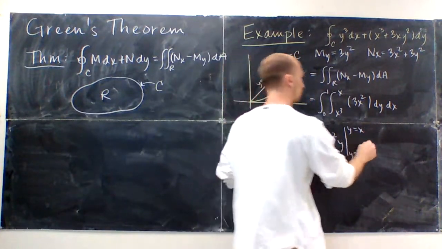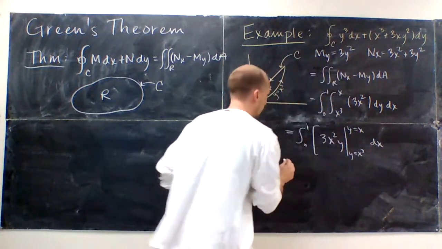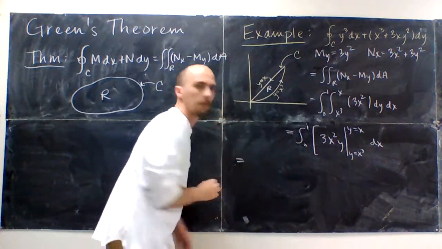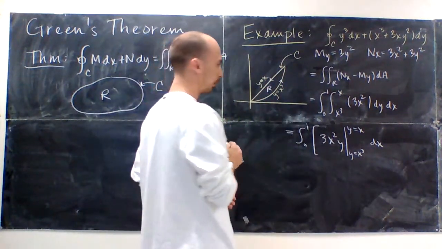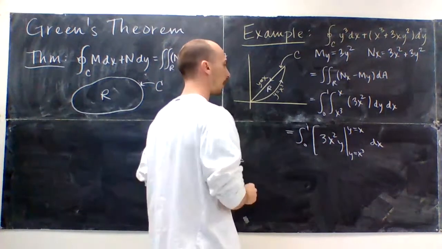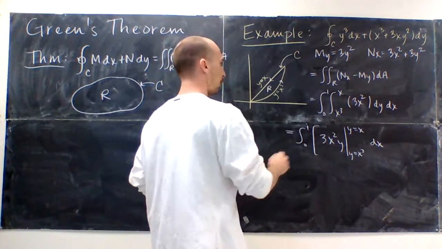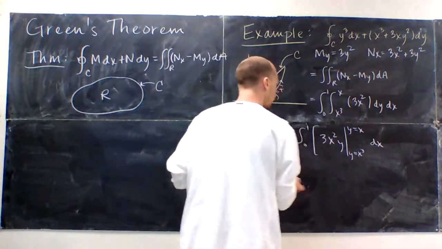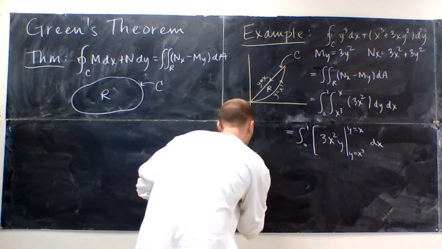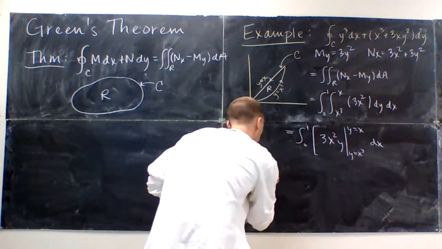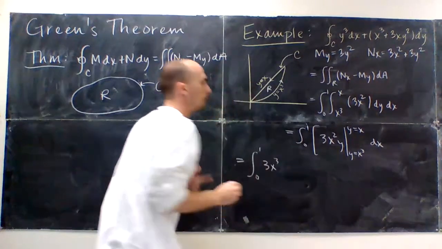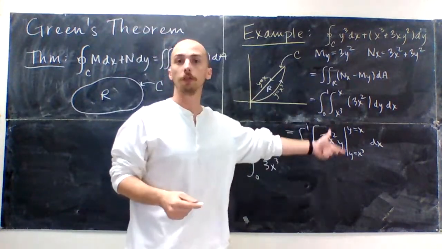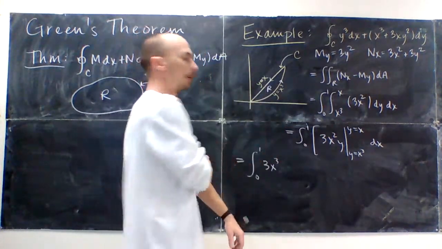And we're going to integrate that with respect to x. And now this is equal to, I'll give myself a little more room so I don't run off the shot. So I'll have 3x squared times x is 3x to the 3rd, minus 3x squared times x to the 3 is going to be 3x to the 5.